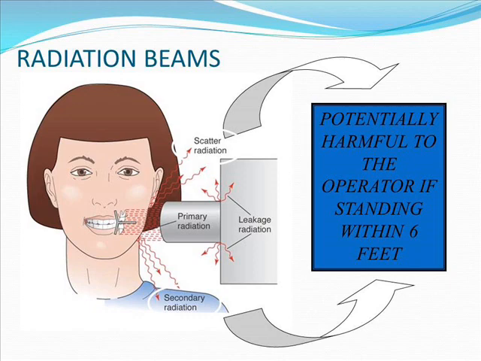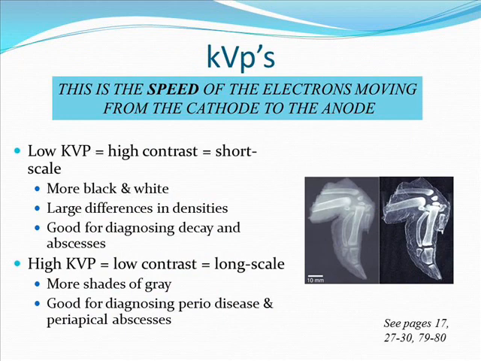Okay, now we need to understand KVPs and MAs. They're described for you on page 17 of your textbook. KVPs and MAs have to do with the electrons that we've already talked about in the tube head. It's talking about the speed of the electrons and how many electrons are released. So when we release the electrons from the cathode in the tube head in order to create radiation, if we only release one and release it very, very slowly, we're not going to produce radiation. There's a certain amount that needs to be released and at a certain speed.